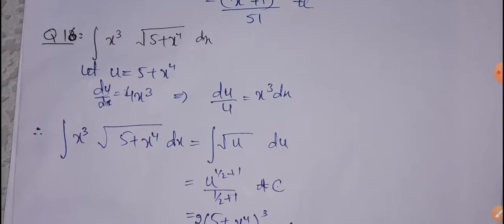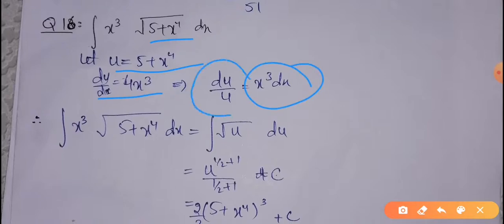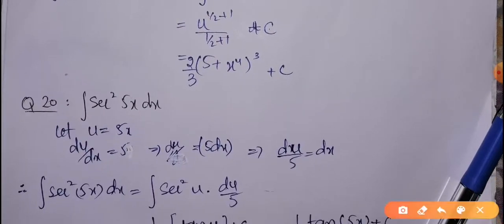Next we have question number 16 from exercise 5.3, integral of x cube square root of 5 plus x power 4. So here I will take u to be 5 plus x power 4, so that du by dx will be equal to 4x cube, and x cube dx will be equal to du over 4. Now inserting the values in the integral, it becomes square root of u, and x cube dx will be equal to du over 4. Now solving this, we will get u raised to the power plus 1 over power plus 1 plus some constant of integration. So it is going to be 2 by 3, (5 plus x power 4) whole power 3 by 2 plus some constant of integration c.